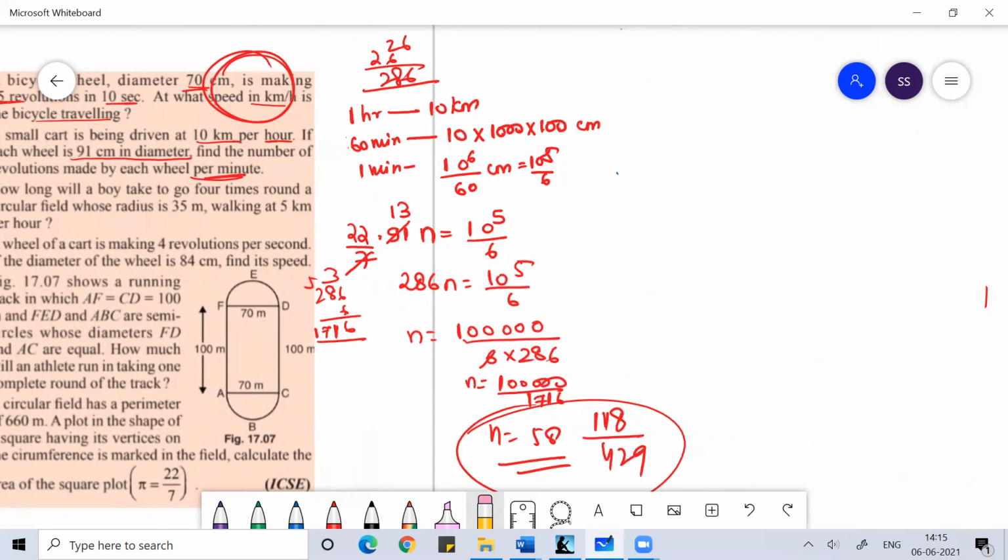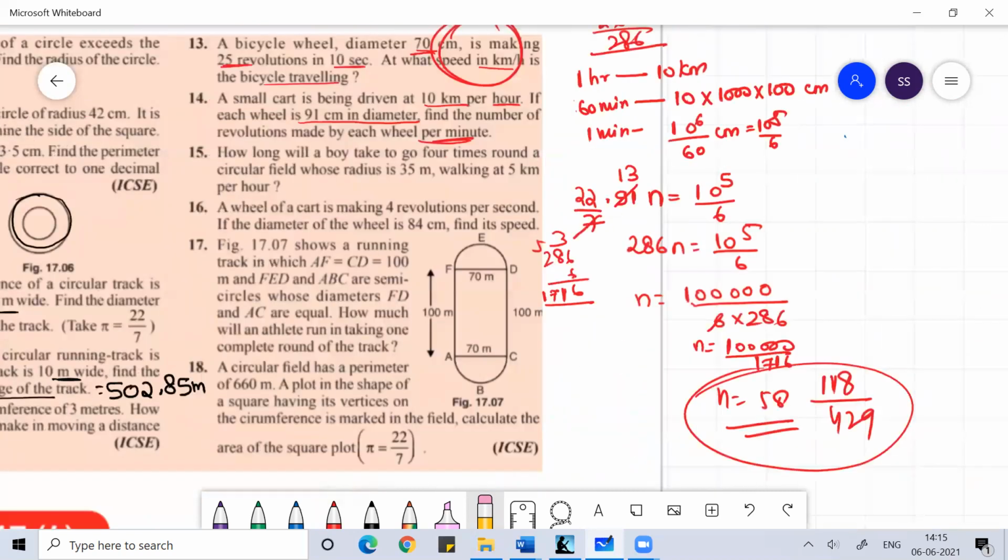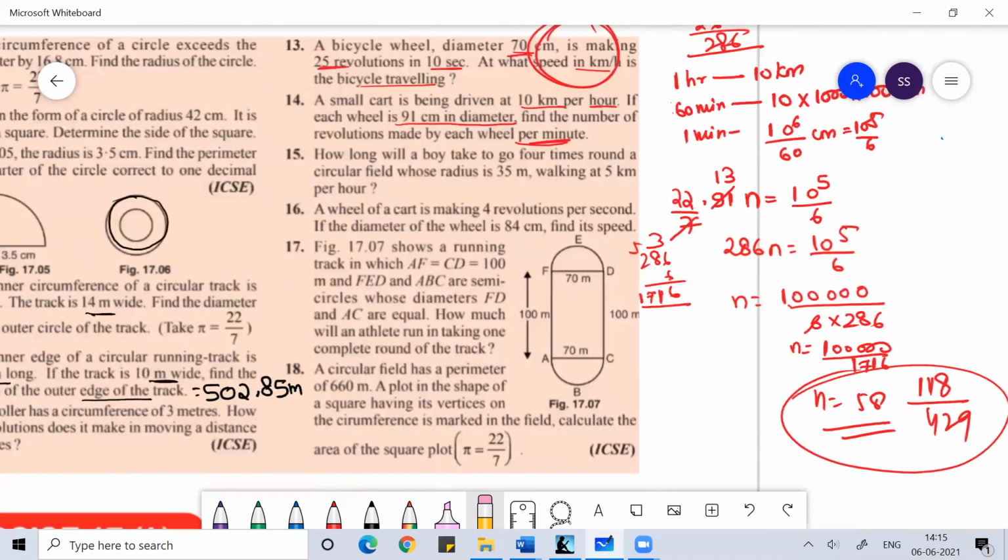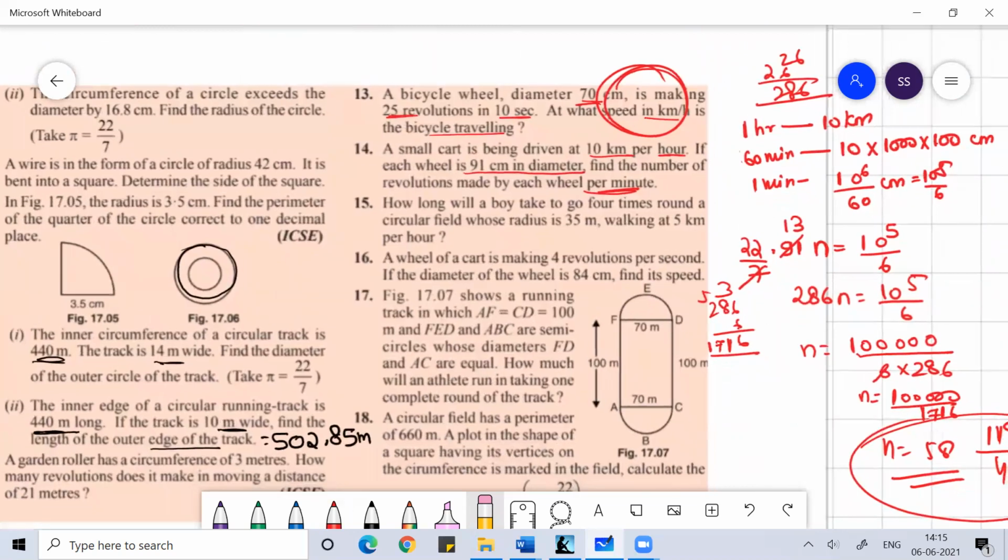You understood, na? The one circumference that we find by 2 pi r or pi d, into the number of revolutions, will give you the total distance. If you divide it by the time, you will get the speed. Speed is given, so you can do it like this. This is 58 point something, your answer. Try question number 15.